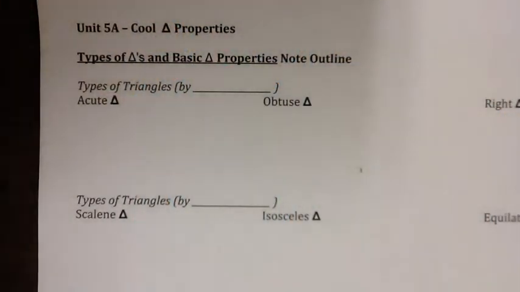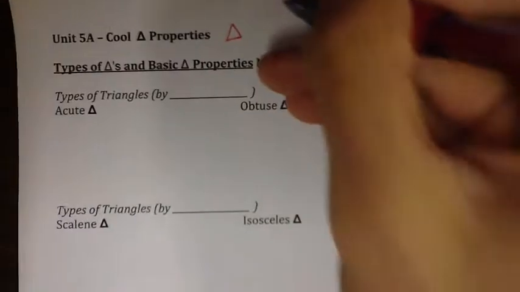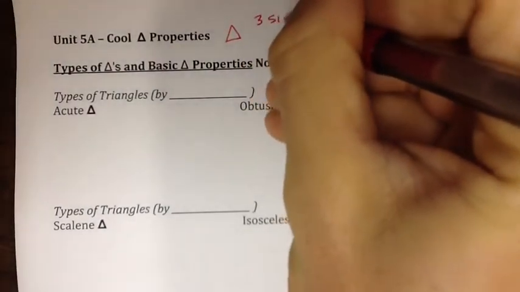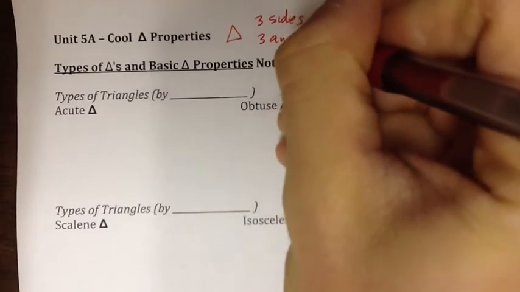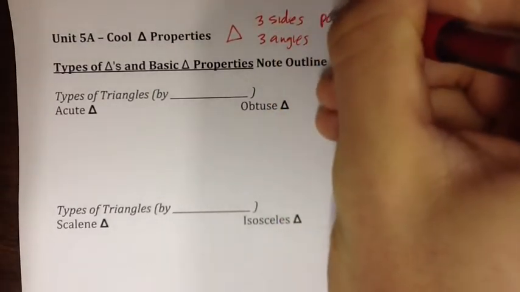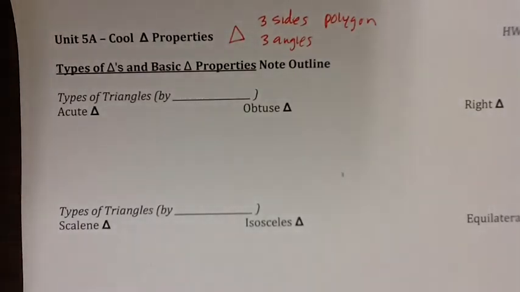First lesson of a new unit on all of the properties that make triangles triangles. Now you know a triangle is a three-sided polygon. It has three sides, but it also has three angles. Okay, it's a polygon with three sides and three angles. And remember, a polygon is just a closed shape.